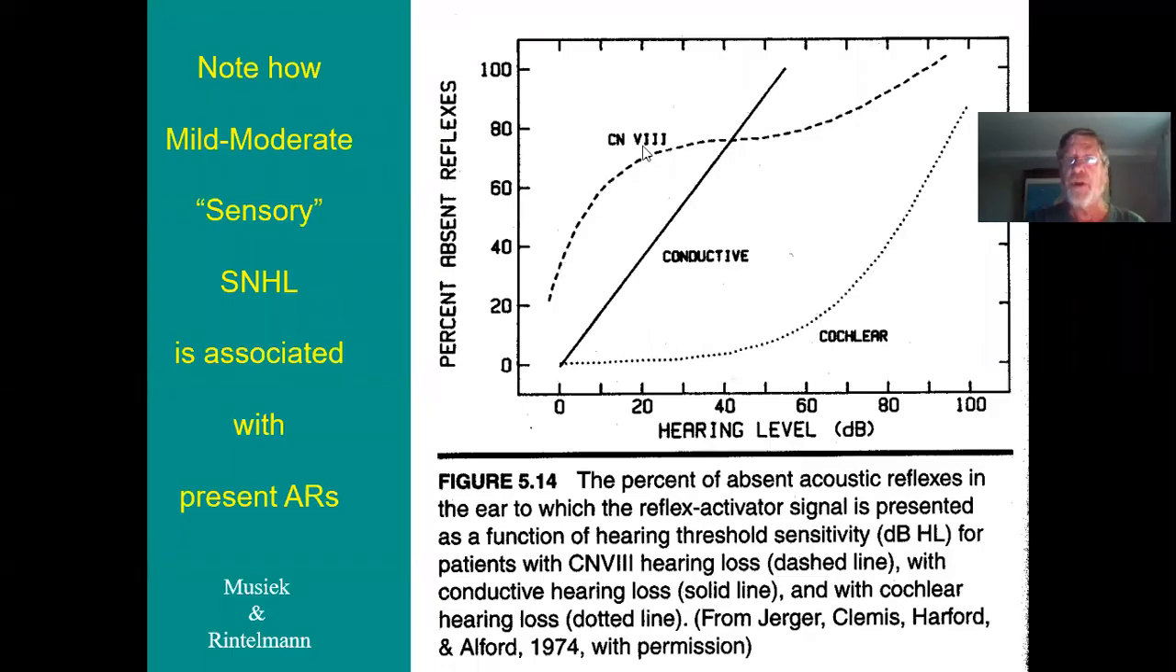Okay, and then cochlear nerve, 8th cranial nerve damage. That's going to be what we'll look at next week. Retrocochlear pathology, 8th nerve pathology. Look at when you've got any hearing loss due to that pathology, you have a high likelihood of absent acoustic reflexes. But we'll look more at that next week.